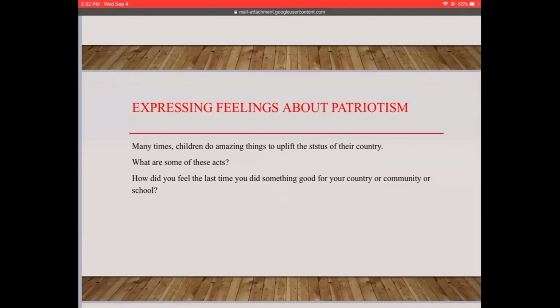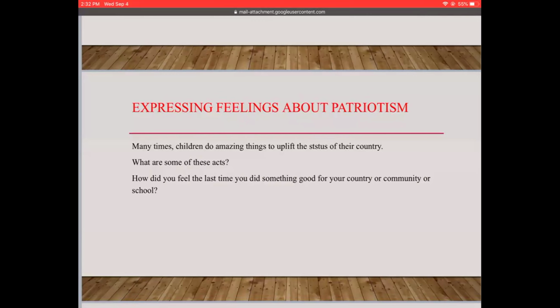Many times, children do amazing things to uplift the status of their country. What are some of these acts? How did you feel the last time you did something good for your country or community or school?